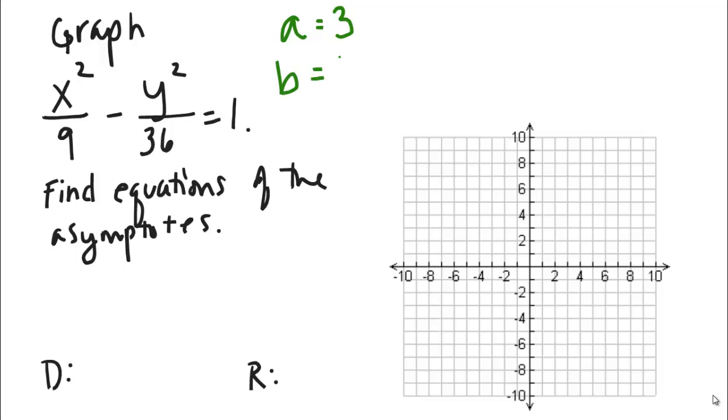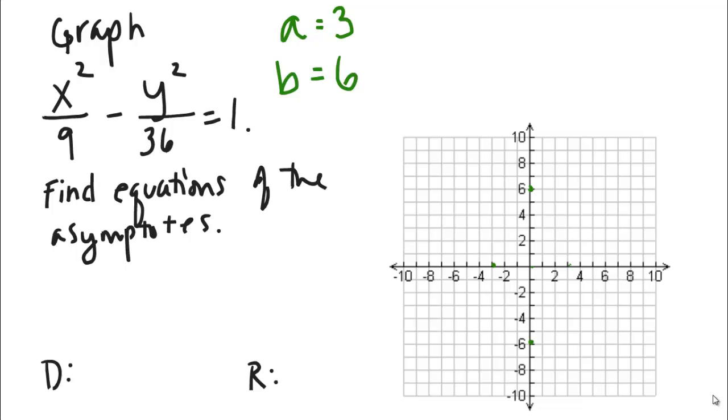B is going to be 6. Notice this is not shifted, so our center is at 0, 0. I want to think about that. And what we're going to do to graph this is start out kind of like we did for the ellipse. I'm going to go 3 left and right in the x direction and mark that point, and 6 up and down in the y direction and mark those points.